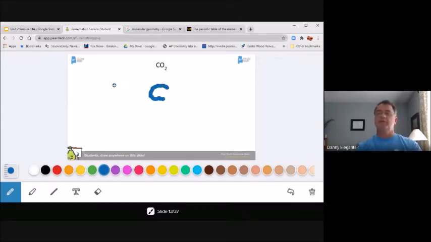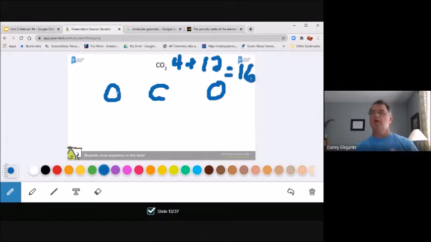So carbon in the middle, oxygen on the outside. If you did what I did, carbon had 4. Each oxygen had 6, which is a total of 12 electrons. That means I have 16 to spend. Carbon's the least electronegative. I hook everybody together with single bonds. That means I just spent 4 electrons because there's 2 in each bond, right?